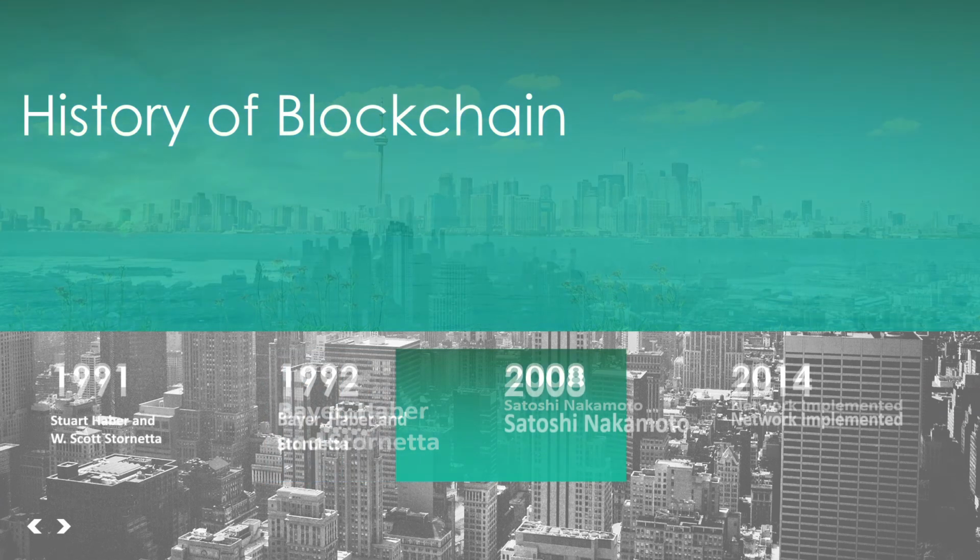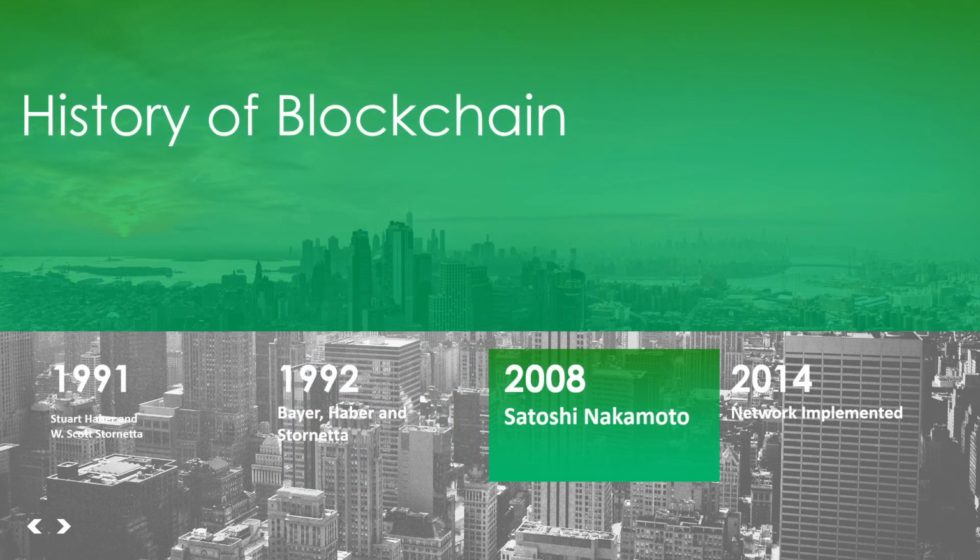Then ultimately in 2008, Satoshi Nakamoto came up with the idea: okay, whatever was thought of in 1991 and 1992, let's implement that in the real world. Satoshi Nakamoto came up with the idea of a cryptocurrency. He used the blockchain concept.